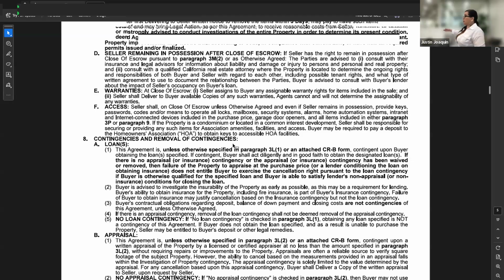If we have a seller that both parties have agreed is going to stay in the property, all this paragraph says is make sure they've consulted insurance companies and all of that. We don't give advice. We don't know what constitutes a landlord-tenant situation. Does it become a landlord-tenant situation? I don't know. I'm not an attorney, so we need to make sure we consult the appropriate professionals.